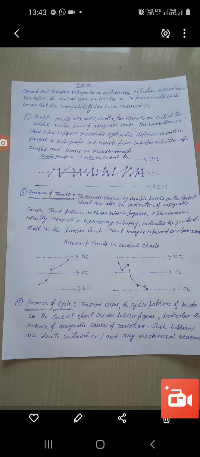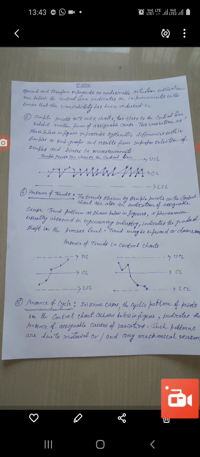Here we have shown this by a figure, in which the sample points are too close to the central line, and there is one dotted line UCL and one dark line CL and another dotted line LCL, and the sample points represented are within the upper control limit and lower control limit.